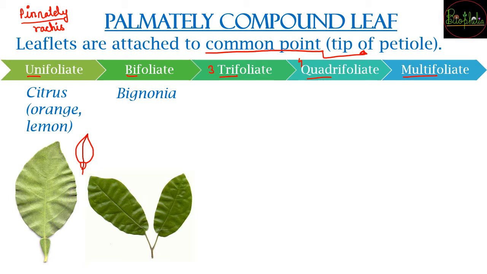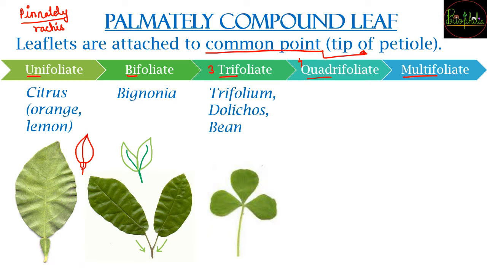So here you can see what the condition is. You are going to have this branch coming over here, this is your common point, and then from here the leaves are going to be seen. So you can see how the condition is. One coming from this side, one coming from this side, and both of them form a Y and attach at the common point. Then for the trifoliate, you can see one leaf is going to come from here, one attaching here, and the third one from here at this particular common point. This type of leaves can be seen in the case of trifolium, dolichos, and even bean leaves.